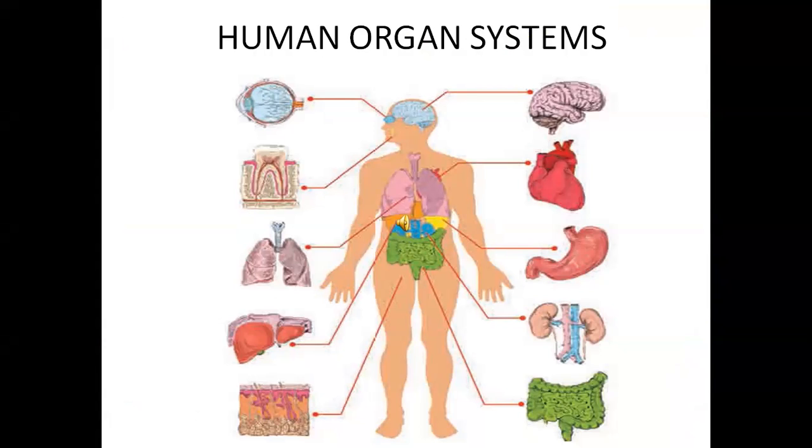Human organ system. In this lesson, the learning objectives are the structure and function of organs and organ systems of the human body, the various human body systems and their coordination, and the importance of life processes such as digestion, absorption, respiration and excretion. Humans have many organs: brain, mouth, lungs, heart, kidney, etc. Let's see one by one.